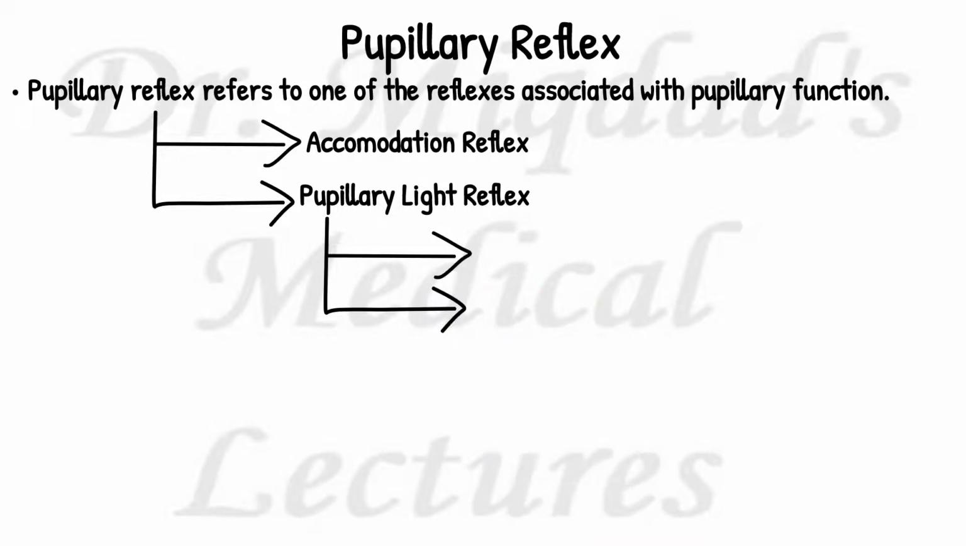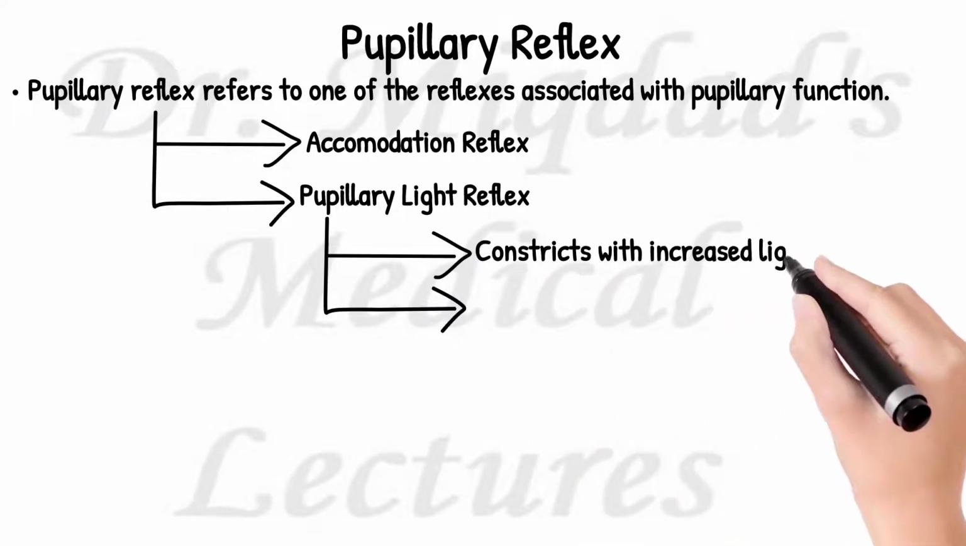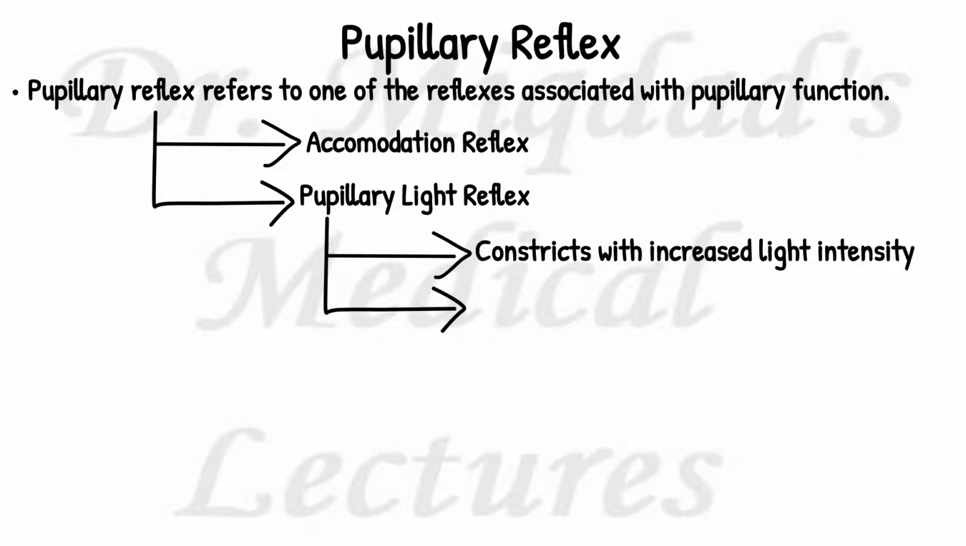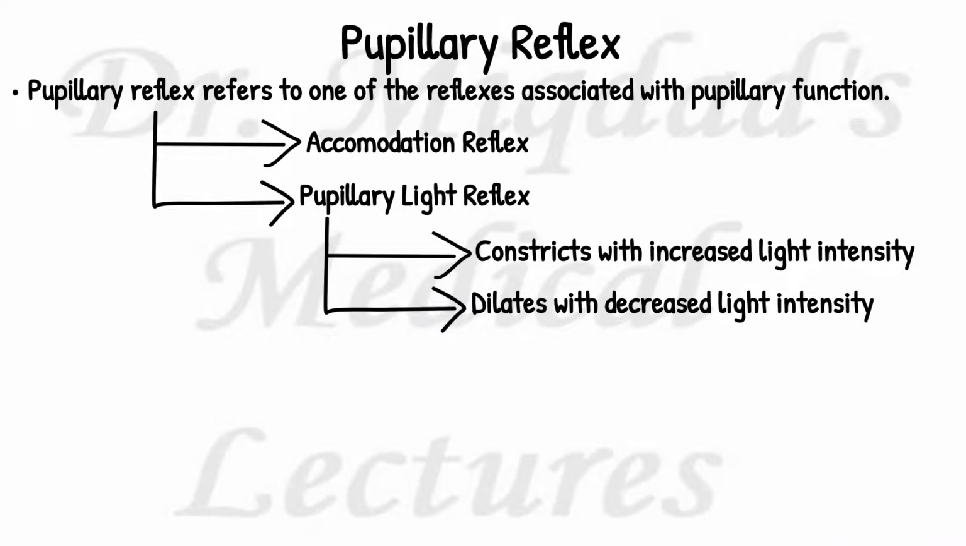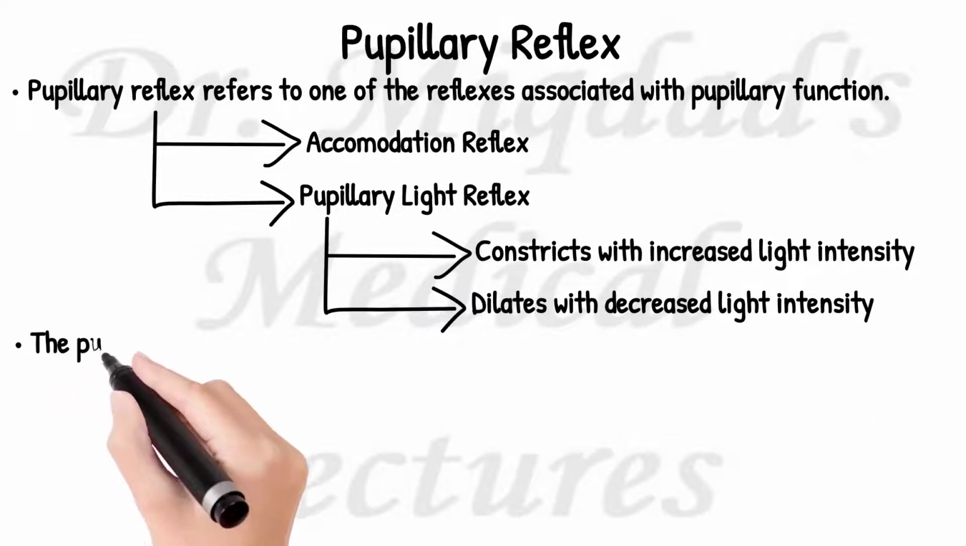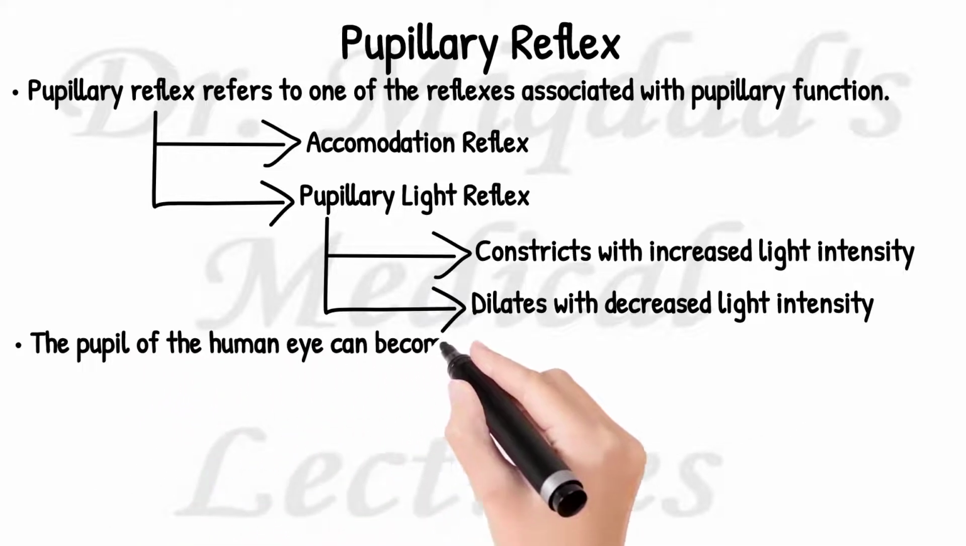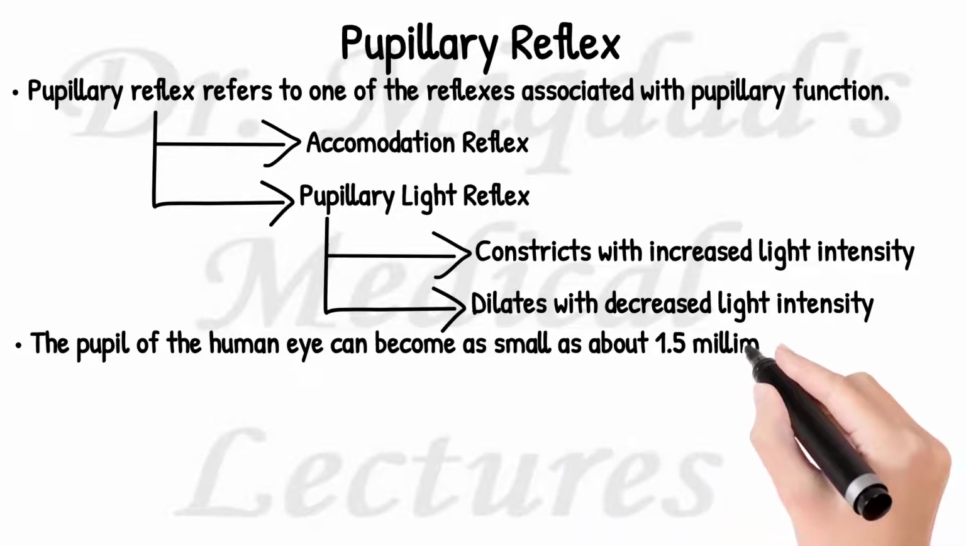It is a reflex that controls the diameter of the pupil in response to the intensity of light that falls on the retinal ganglion cells in the back of the eye, thereby assisting in adaptation of vision to various levels of lightness or darkness. A greater intensity of light causes the pupil to constrict, which is also known as miosis, whereas a lower intensity of light causes the pupil to dilate, which is also known as mydriasis. The pupil of the human eye can become as small as about 1.5 millimeter and as large as 8 millimeter in diameter.